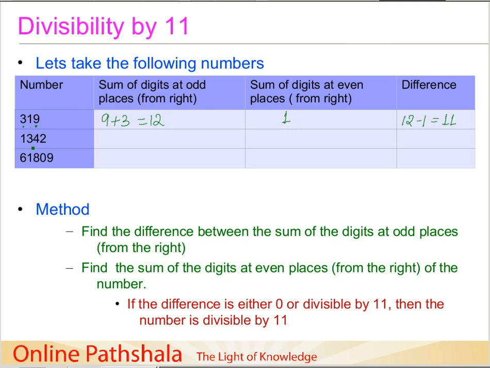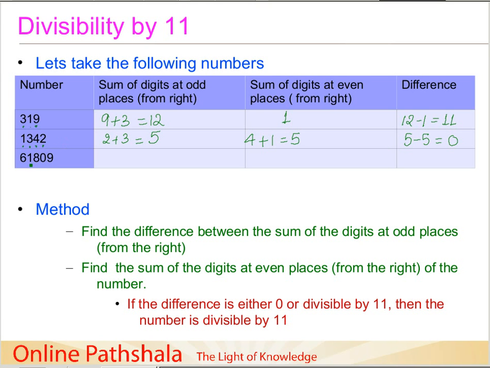Now let us try to do the same thing for another number, 1342. First I add the digits at odd places starting from the right: number 2 and number 3. So 2 plus 3 equals 5. Then we add the digits at even places. In this case we have 4 and 1, that is 4 plus 1 equals 5. Now we take the difference of these two sums, 5 minus 5, which gives me 0.